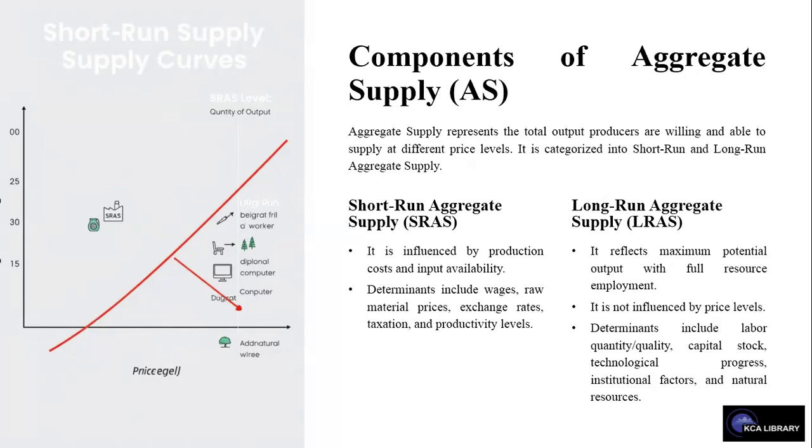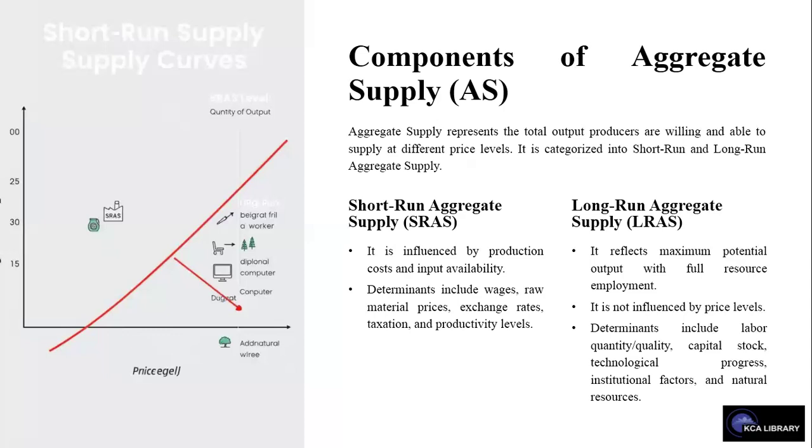As for the long-run aggregate supply, it reflects maximum potential output with full resource employment, and it is not influenced by price level. The determinants of this include labor quantity and quality, the capital stock, technological progress, the institutional factors, and natural resources.